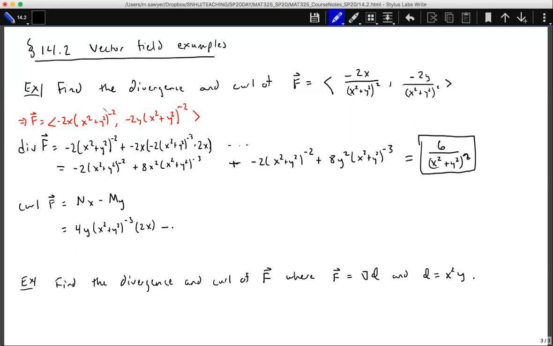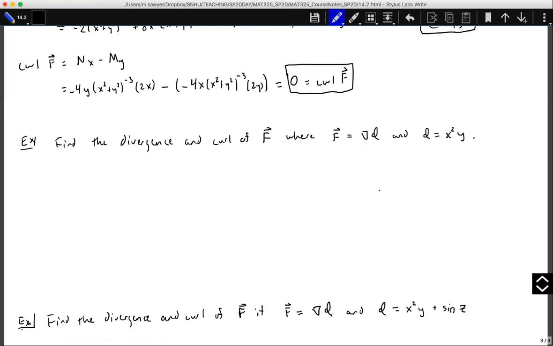and the same property goes here. Sorry, lost my negative 4 here. Negative 4x times (x squared plus y squared) to the negative 3 times 2y. And I see that these terms are identical, so my curl here is 0. So my divergence here is equal to 6 over (x squared plus y squared) squared, and my curl here is equal to 0 for my field. So I have some divergence, I can compress my field, but my field has no rotation.